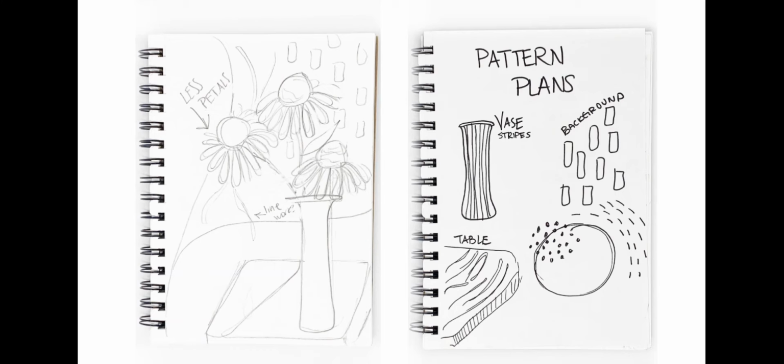I also want you to think about the background. Especially, I want you to think about the patterns, the textures that you're going to use as well. If you're going to have a vase, is the vase going to have stripes? The background, is it going to be a brick wall? Is it going to be cheetah fur? Think about those textures. That's going to be really important.